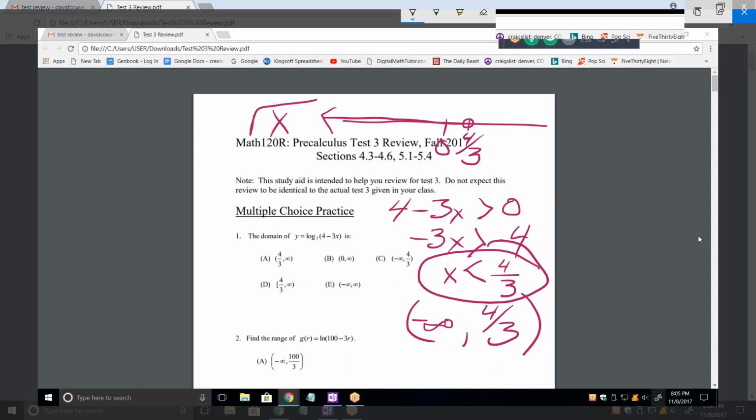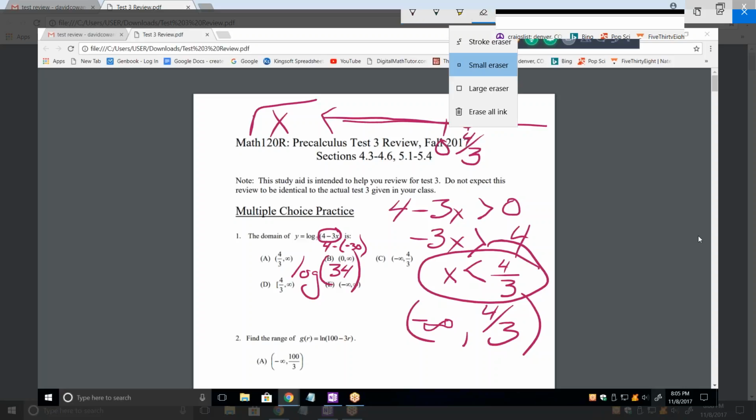Notice what happens if I make it -10. You get 4 minus -30. That turns positive, so that becomes 34. I can take the log of 34. So the more negative x goes, the more positive that whole thing becomes. But if you go over 4/3, let's make x 2. Now 4 minus 6 is a negative number. So what x can't be is greater than 4/3 or equal to 4/3. It has to be less than 4/3.